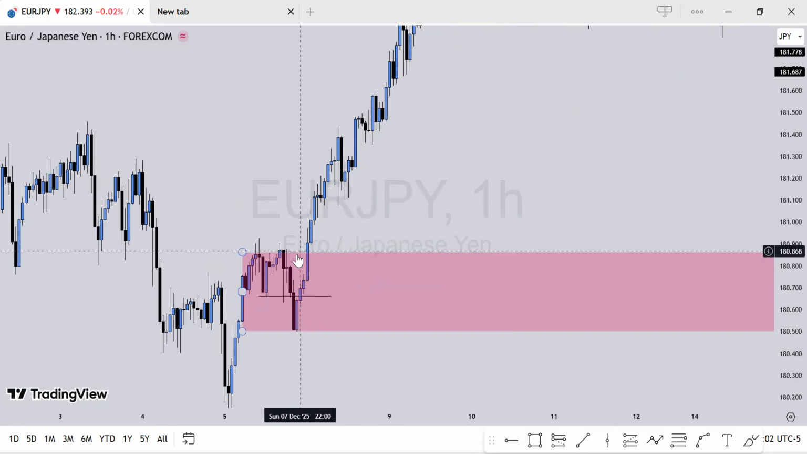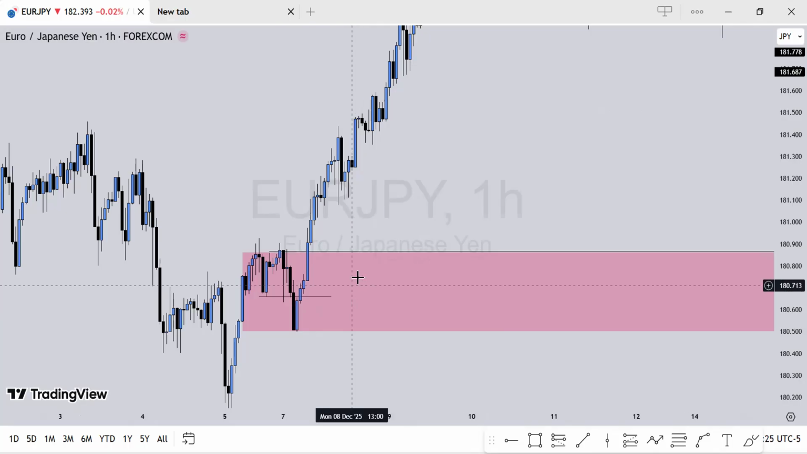Now, I do teach my students that one of the criteria to identify a high probability order block is that it is going to break structure, and while it's in the process of breaking structure, it is going to leave an FVG. It is going to create a gap in price, and that is just one of the criteria you're going to pay attention to when you're trying to define a high probability order block.